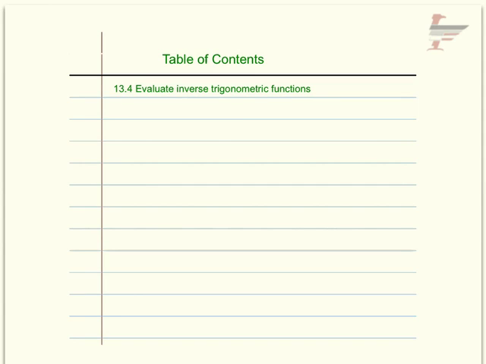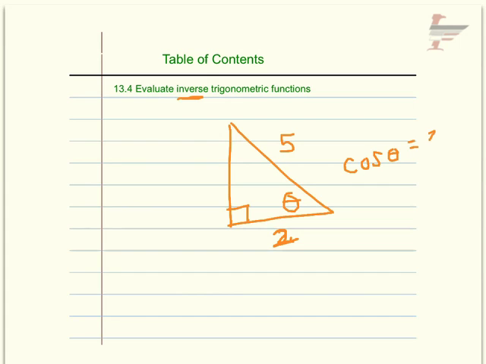All right, section 13.4 is evaluating inverse trig functions. Let me give you a little insight on what inverse trig functions are. If you had a triangle and I wanted you to figure out what theta is, and I gave you these two sides, from theta I know the adjacent and the opposite side, which would be a cosine. So I could say cosine of theta has to equal 2/5. How do I figure out what theta is? That's what an inverse trig function will do for you. What is the value of that angle that's going to make the cosine equal 2/5?